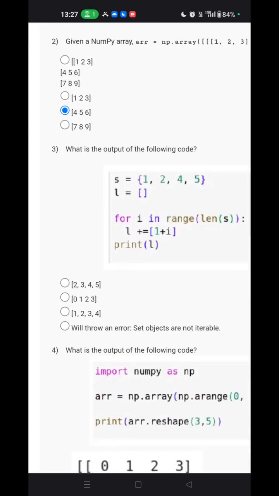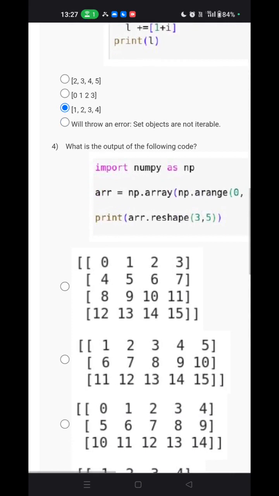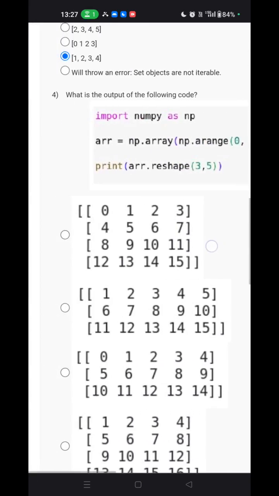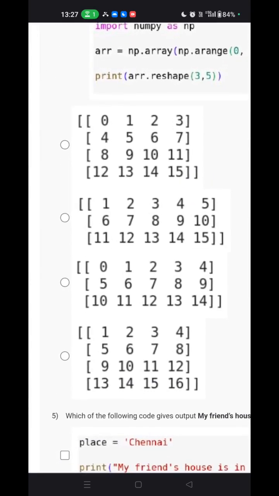Okay, and what is the following of this code? Very simple. You have to add one by one. At first 0 plus 1 is equal to 1, then 1 plus 1 is equal to 2. Very simple question. Question number third, 1 2 3 4. So you are importing this. What is the value? The range is 0 to 15, and row is equal to 3, column is equal to 5. Very simple. So this answer will be this.